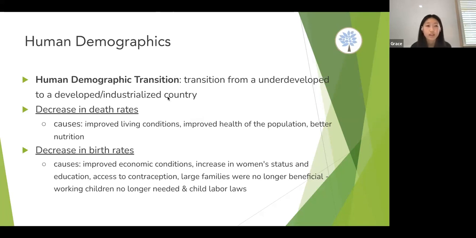And the human demographic transition also includes a decrease in birth rates because of improved economic conditions and an increase in women's status in education, access to contraception, and also because large families are no longer beneficial necessarily in an industrialized country. There's no need for working children, and also there are going to be child labor laws.